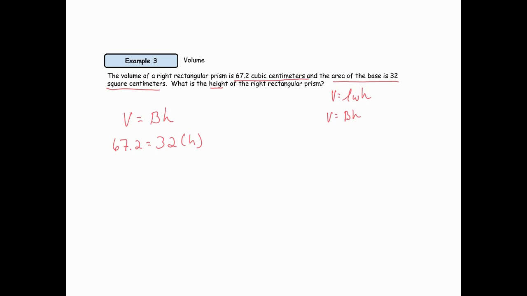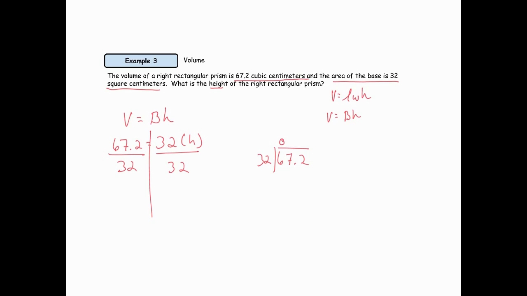So in order to find the height, we have to get our variable by itself. We have to isolate the variable. Well, this is a one-step equation. 67.2 equals 32h. I see multiplication in our problem. In order to undo multiplication, we have to divide by 32. In order to keep everything equal, whatever you do to one side, you have to do to the other. So this says 67 and 2/10 divided by 32.